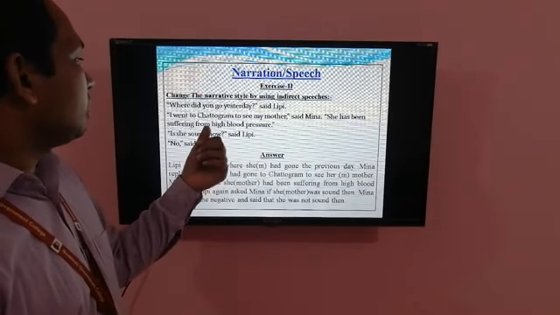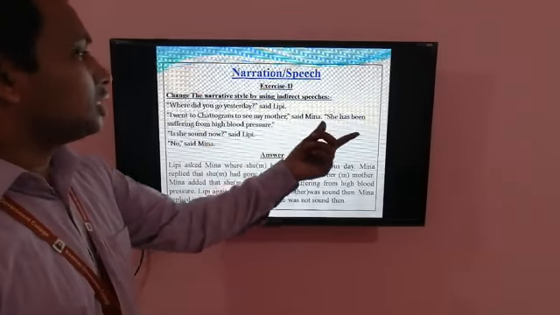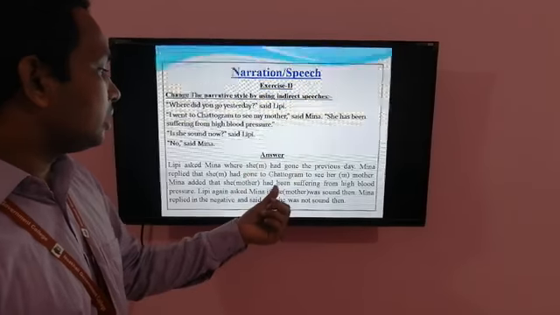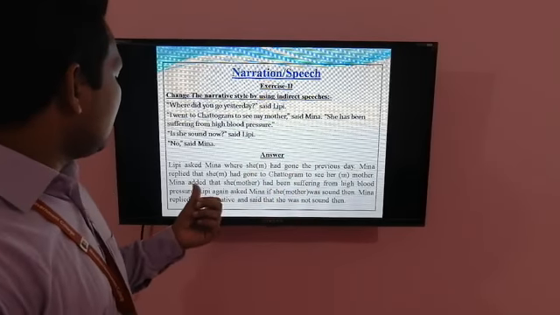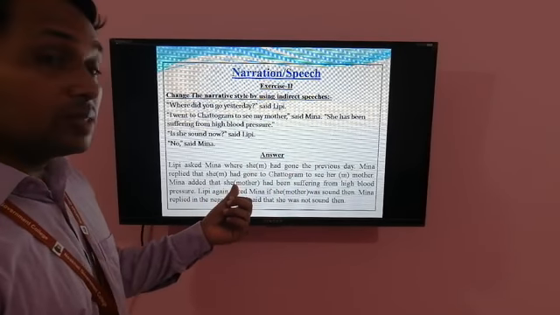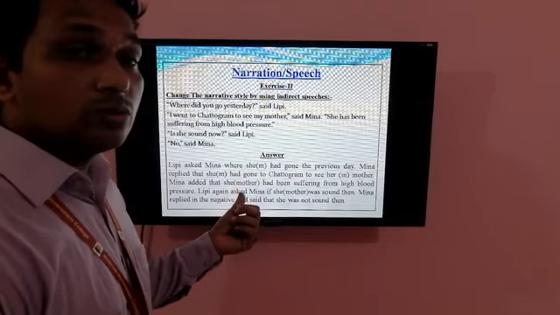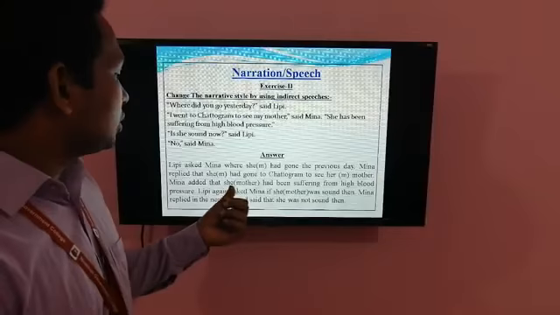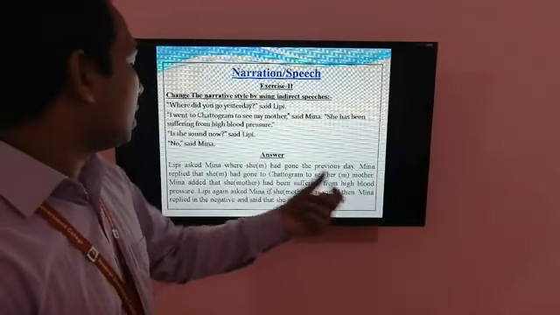She has been suffering from high blood pressure. This portion is added by Meena. So we have to write she. Meena added that she means mother. I told you that third person will not get changed. She had been suffering from high blood pressure.